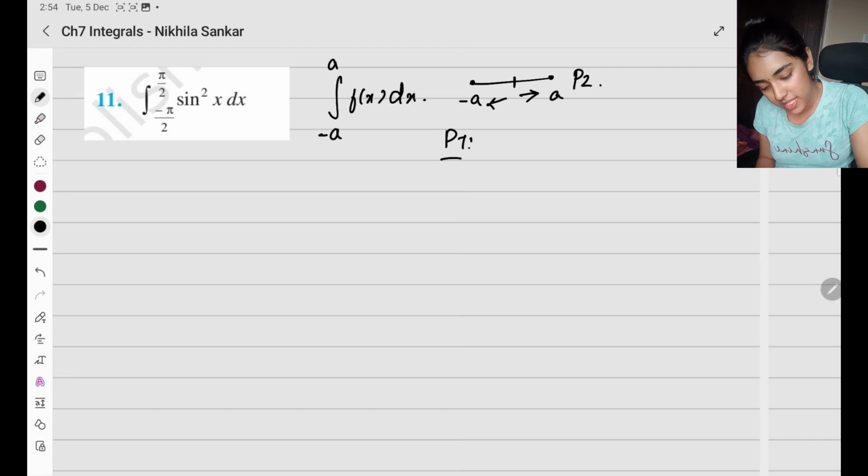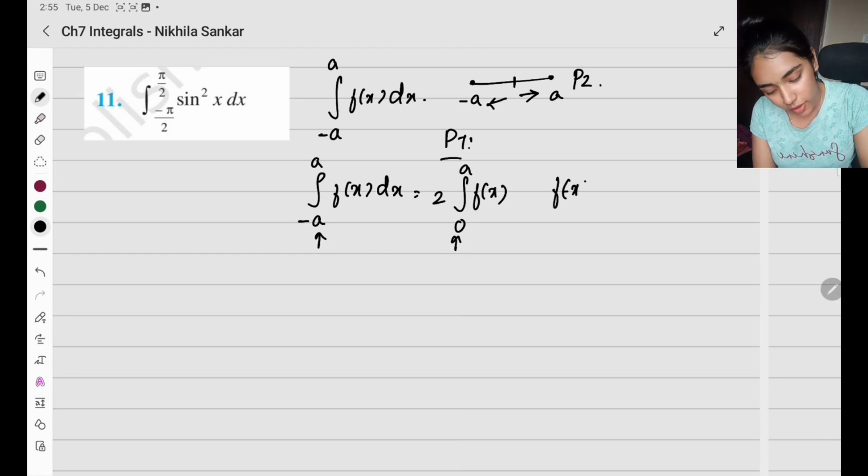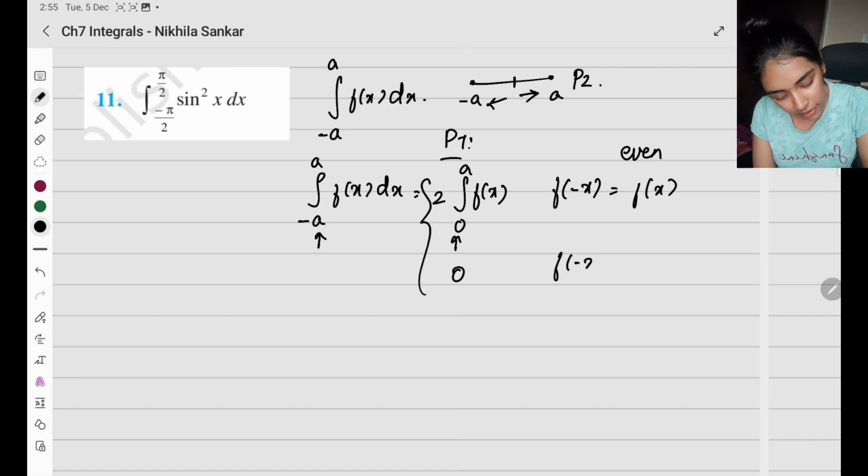Now, what does property number 7 say? You know that the integral from minus a to a of f of x dx equals 2 times the integral from 0 to a. Instead of the negative a, it becomes 2 times 0 to a of f of x. But on what condition? If f of minus x equals f of x, which is an even function. And it is 0 if f of minus x is going to be minus f of x.